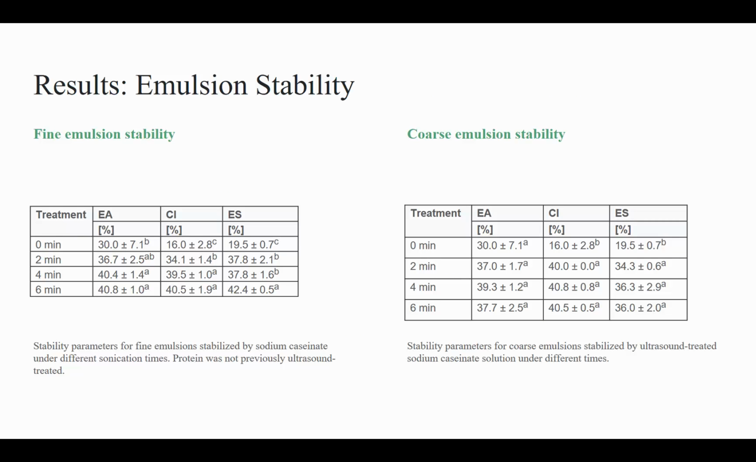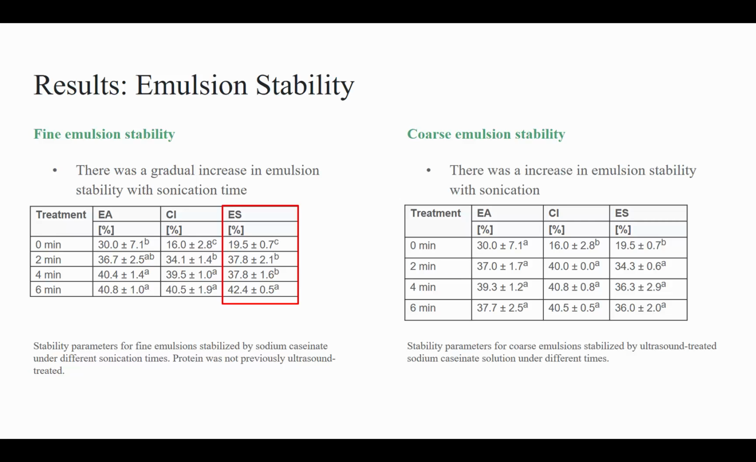Okay, so comparing the fine to the coarse emulsions, there was a gradual increase in the emulsion stability with the fine emulsion. As you can see, the stability goes up even with an increase of sonication time. Whereas in the coarse emulsion, there was an increase, but it did not change with the sonication time.